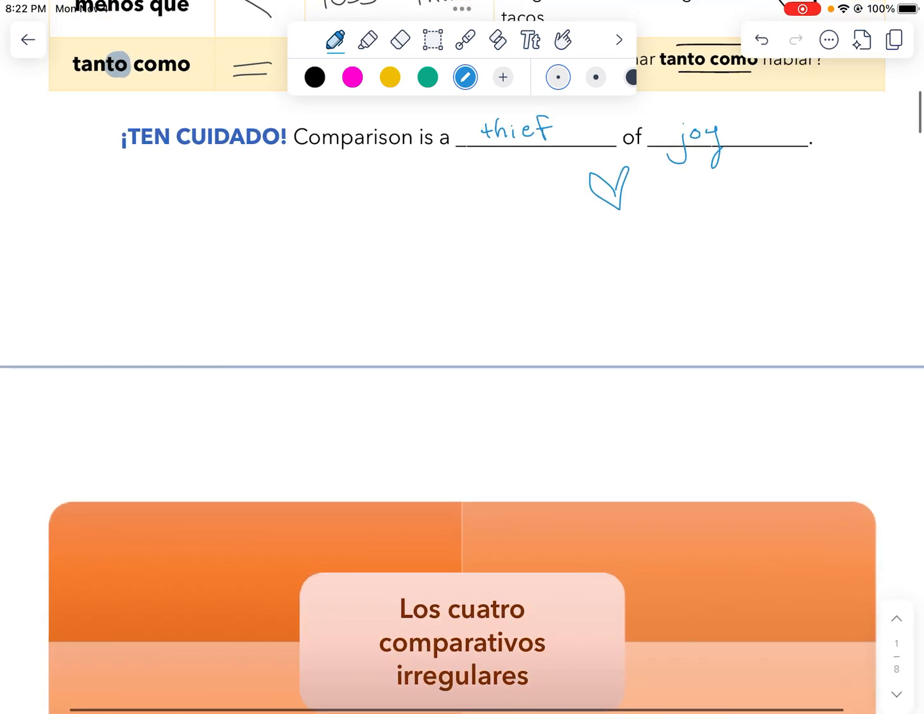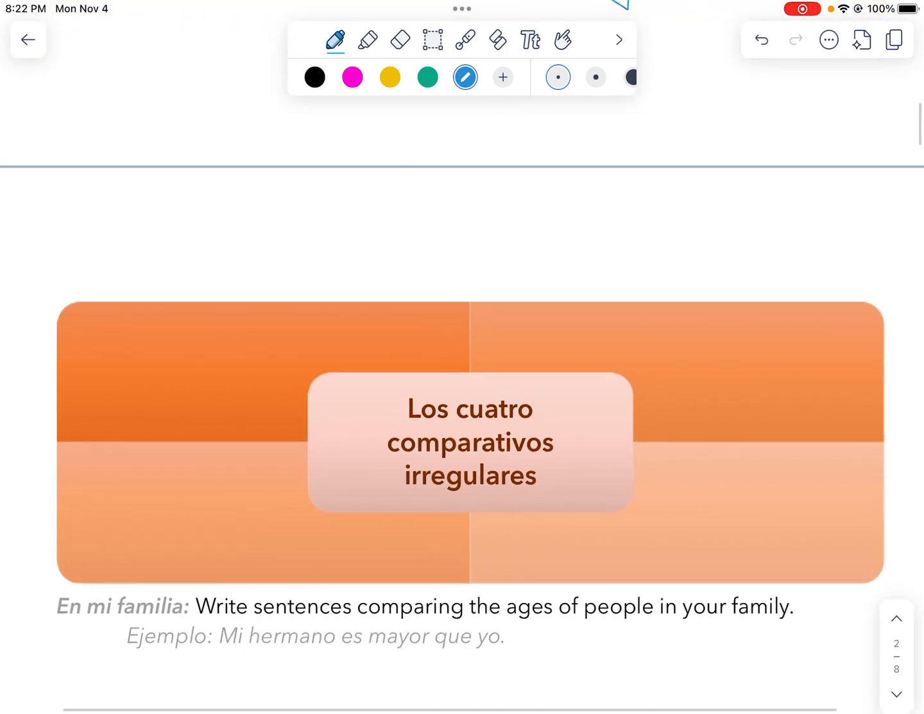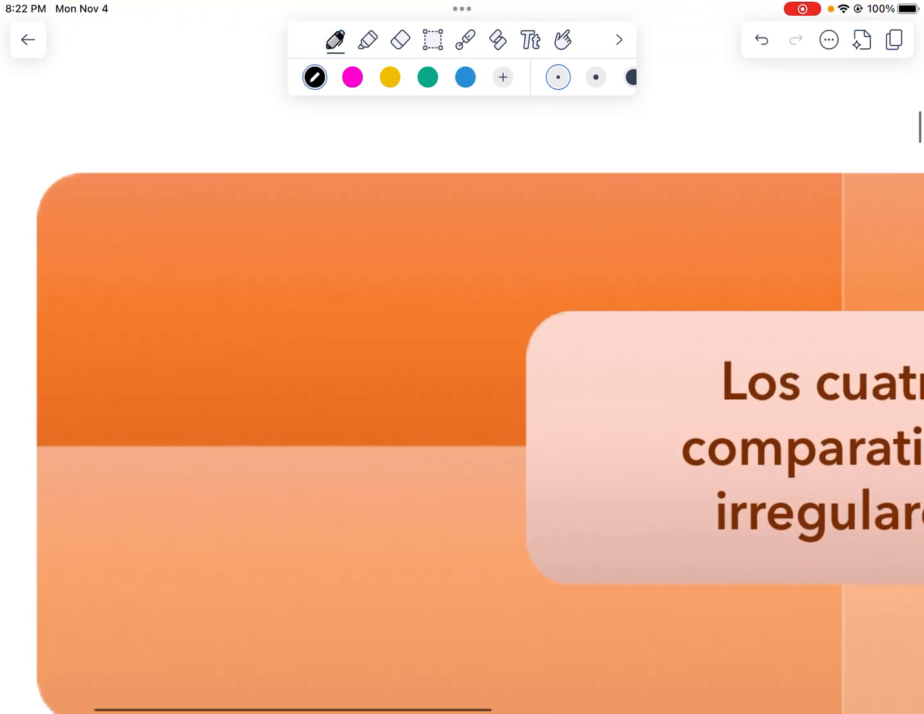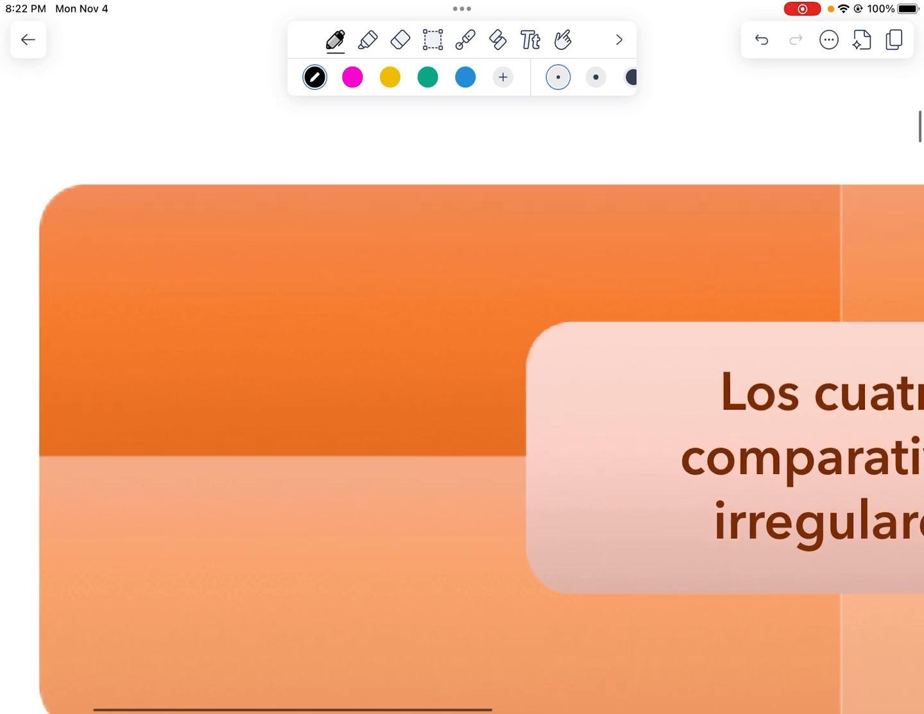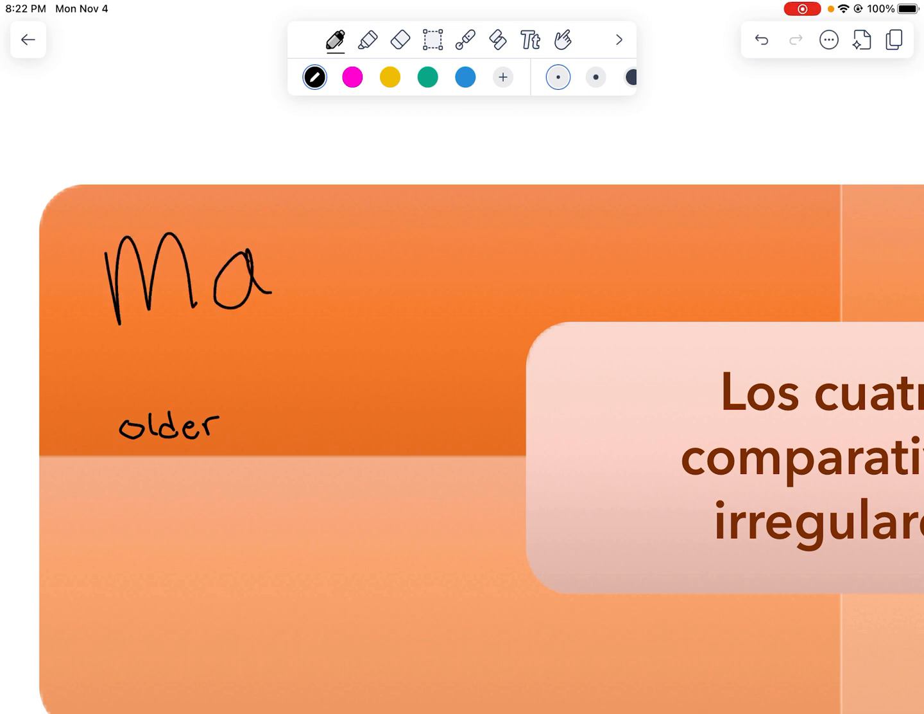Okay, and then the other warning is the irregulars. In English, we don't say "more old than," we say "older." Right, so same thing in Spanish. I wouldn't say "yo soy más viejo que." I say "yo soy mayor." I'm older.